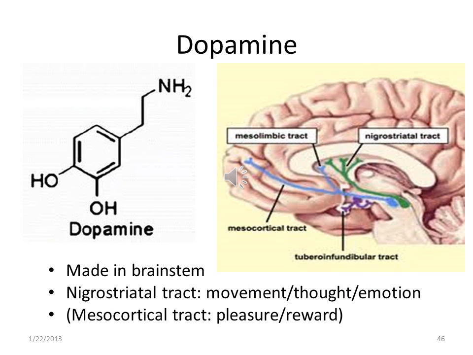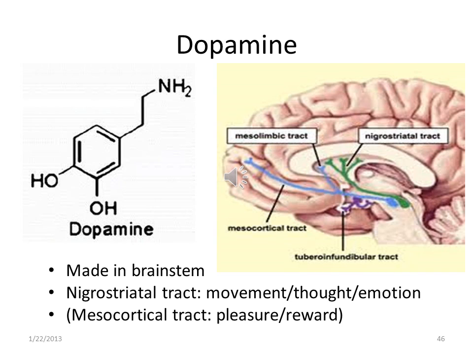This is a quick review of the function of dopamine. It is made in the brainstem, specifically in the substantia nigra. There are two tracts in the brain that involve dopamine. The one called nigrostriatal tract is responsible for movement and initiating that, as well as for initiating thought and emotion. And that's shown by the green tract on the slide.